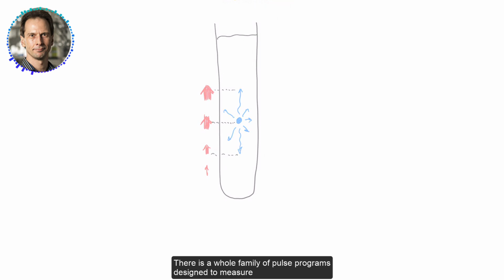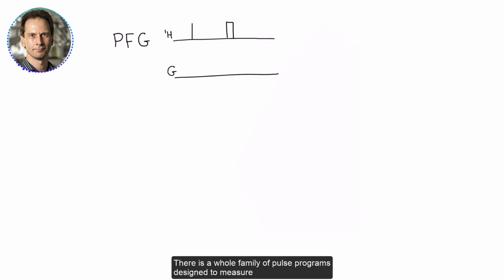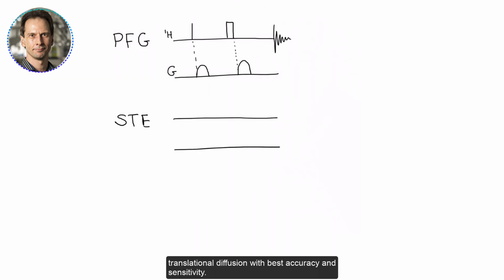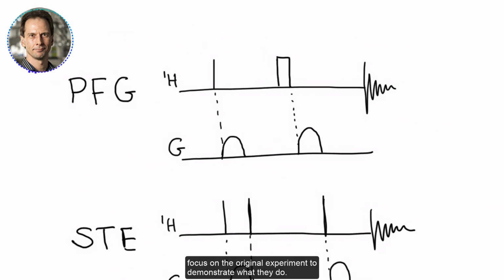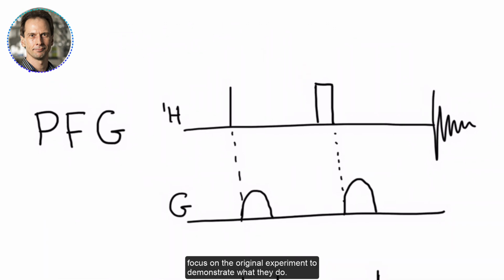There is a whole family of pulse programs designed to measure translational diffusion with best accuracy and sensitivity. They all operate by the same principle, therefore I will focus on the original experiment to demonstrate what they do.